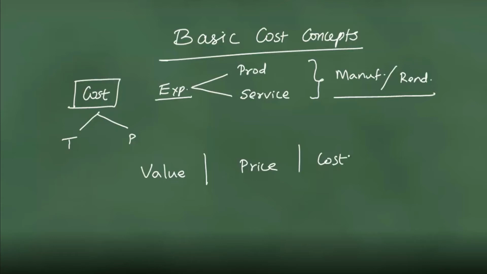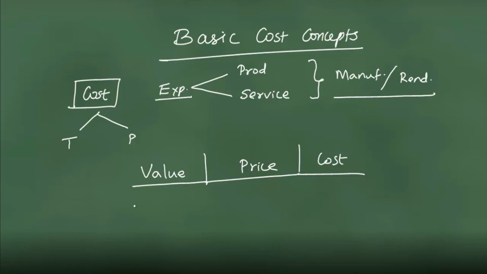If you go and purchase a product, sometimes you would ask what is the value of this product, or you would ask what is the price, or you would ask what is the cost. But the point is, all three are different. Value is different from price, and price is different from cost and value, and vice versa. So we should understand the difference between these three before we get into the technical aspects of costing.